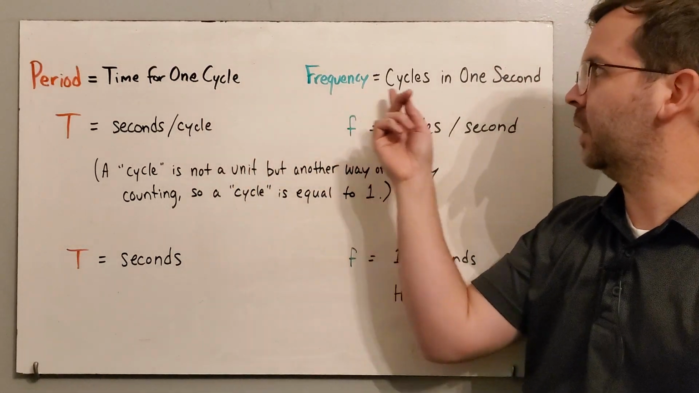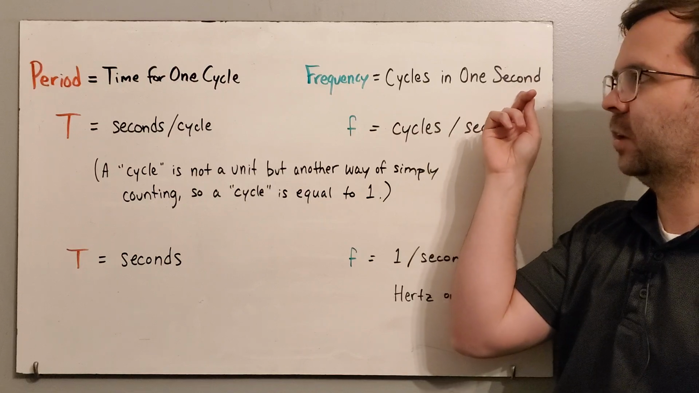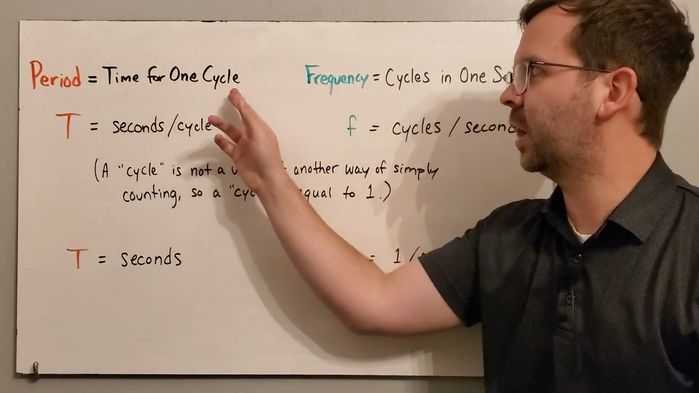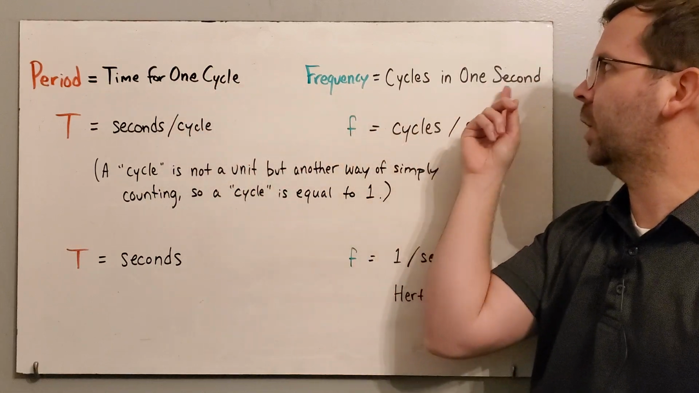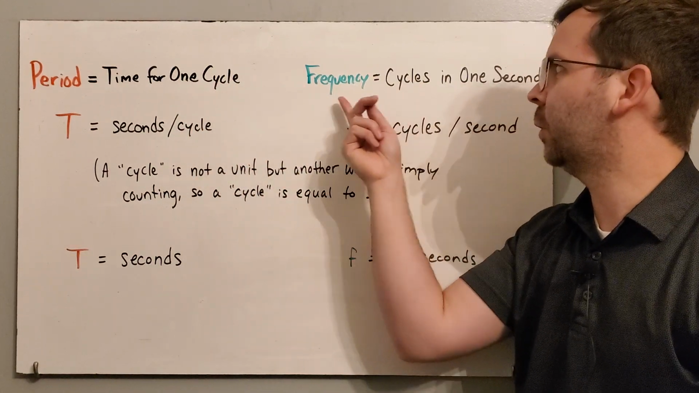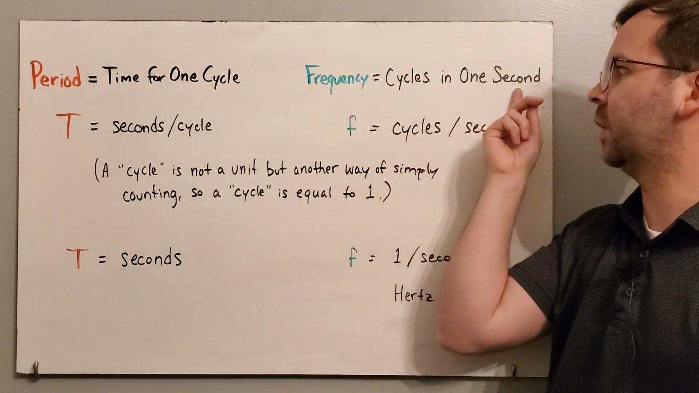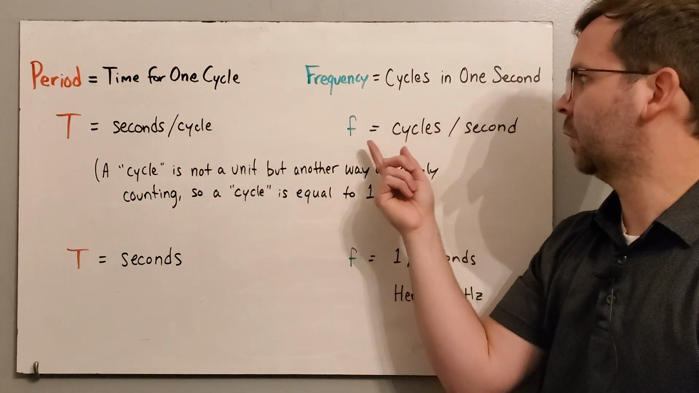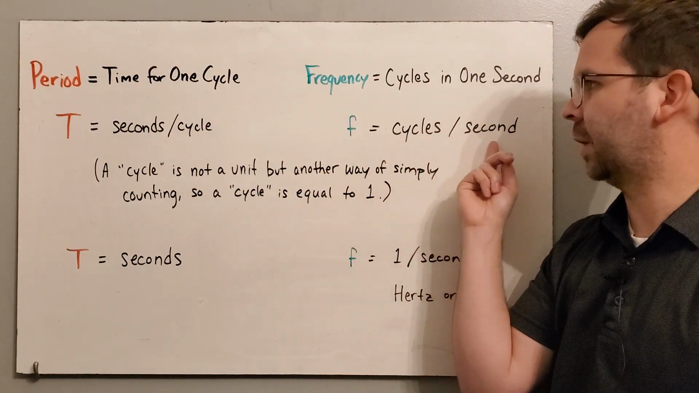Frequency, on the other hand, is cycles in 1 second. So you'll notice it's very similar to period, except we've switched the time and the cycle. So now we know the time, but we want to know how many cycles there are. So frequency is how many cycles in 1 second. And we use lowercase f for frequency in physics. So frequency is cycles per second.